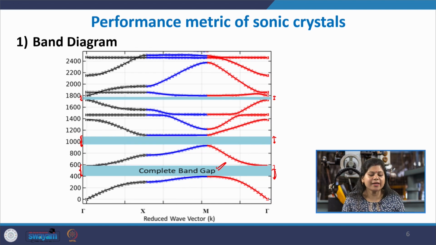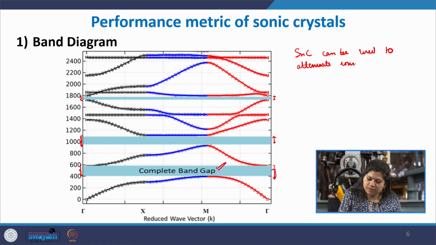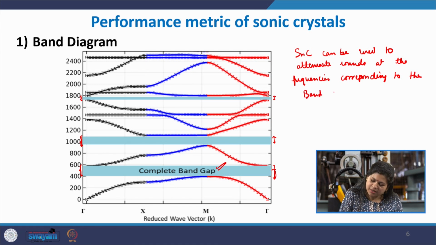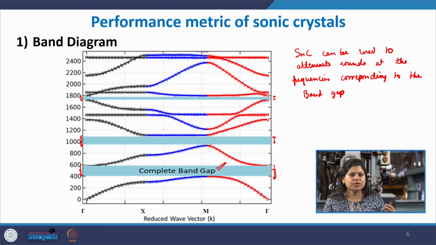So, the sonic crystal can be used to attenuate sound. Obviously, the sonic crystal can be used to attenuate sounds at the frequencies corresponding to the band gap, because these are the places where there is a gap and no frequency, and the sound waves at these frequencies are not able to cross the sonic crystal at these particular ranges.